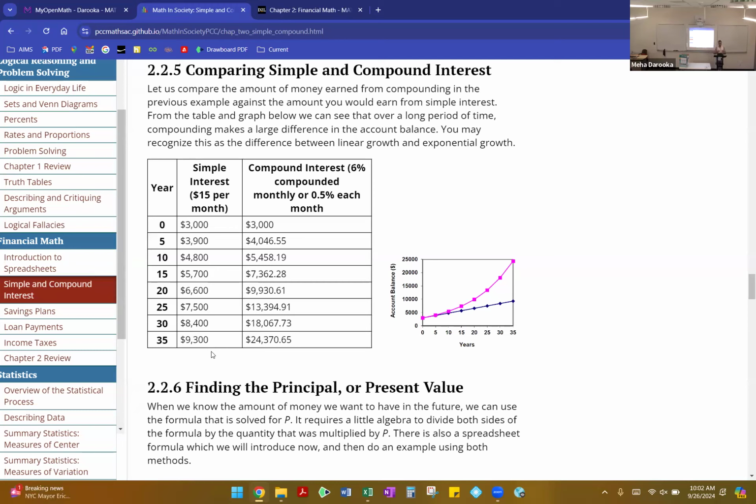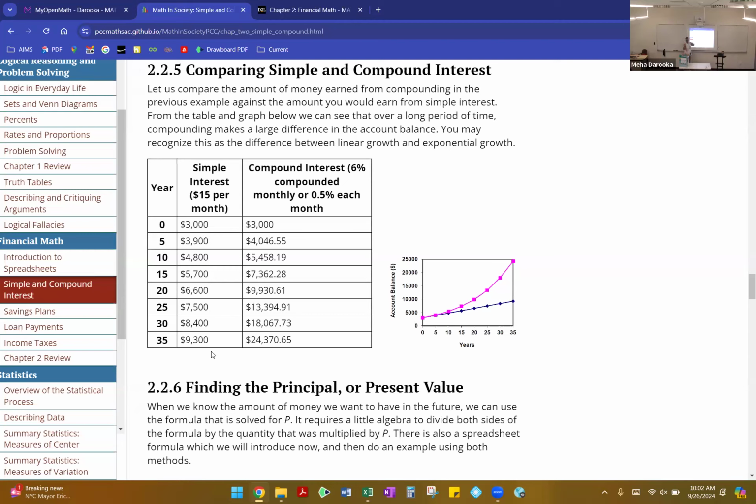And look at the graph over here. The blue line is your simple interest because simple interest grows at a constant rate. But look at the pink line, I guess, which is the compound interest, and you will see that is what we call an exponential growth, right? Because it took that turn. So you can see for that first 5 years, they were not too far from each other, right?